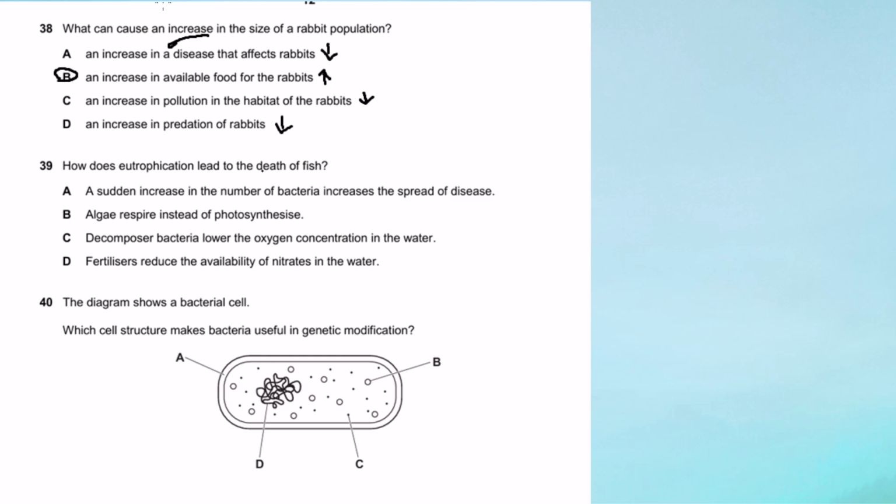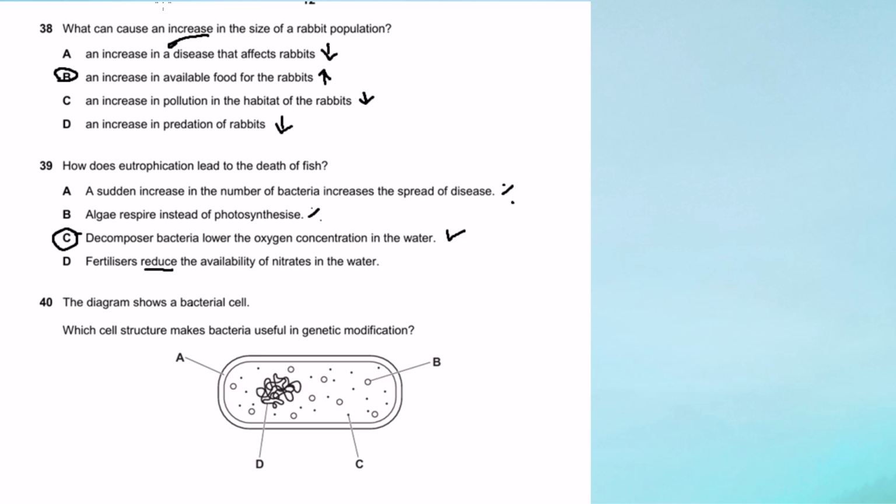How does eutrophication lead to the death of fish? A sudden increase in the number of bacteria. Well, there can be increased bacteria, but they're not pathogenic, so no, not this one. Algae respire instead of photosynthesising. Yeah, it can, but I won't go for that one. Decomposer bacteria lower the oxygen concentration in the water. Yeah, that sounds very likely. Fertilizers reduce the availability of nitrates. They actually increase it, so it can't be this one. So our answer here is C.